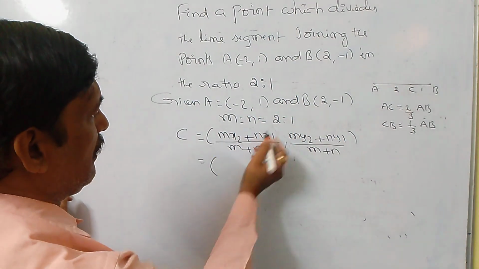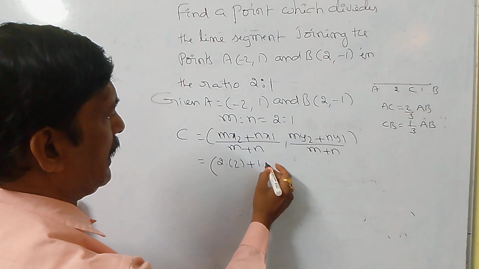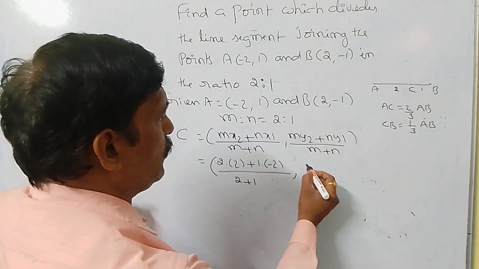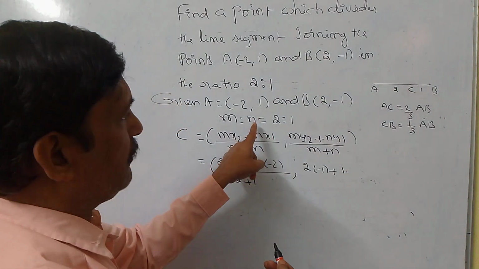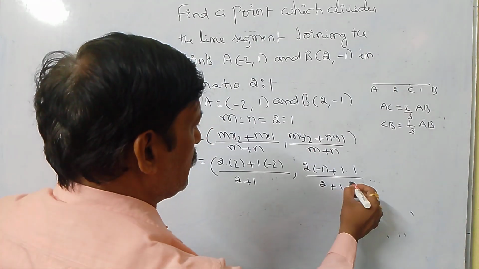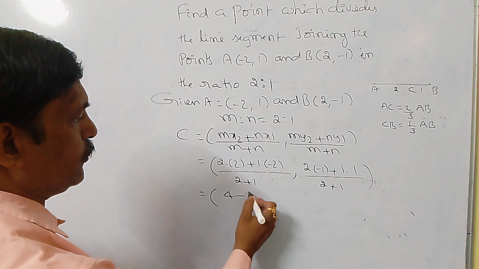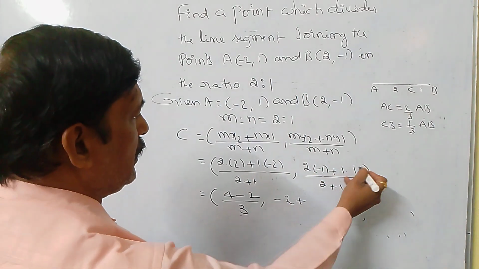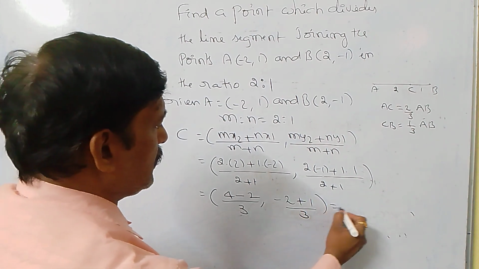Now say here m x2, m value 2 into x2 value 2, plus n value 1 and x1 value minus 2, by m plus n, that is 2 plus 1. Now m y2, m value is 2 and y2 is minus 1, plus n value is 1 and y1 value is 1, by m plus n, that is 2 plus 1. That is 2 into 2 is 4 plus 1 into minus 2, and 2 plus 1 is equal to 3. 2 into minus 1 is minus 2, plus 1 into plus 1, that is plus 1, by 2 plus 1, that is equal to 3.